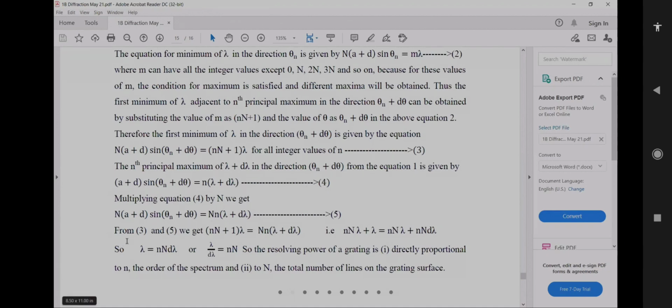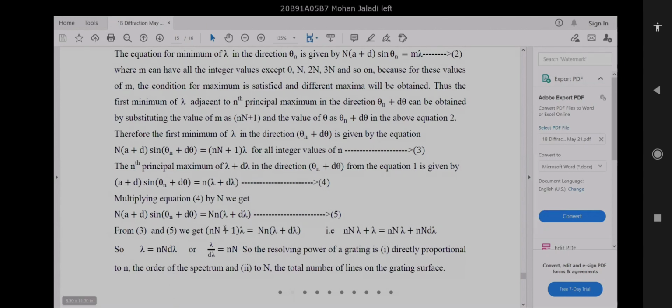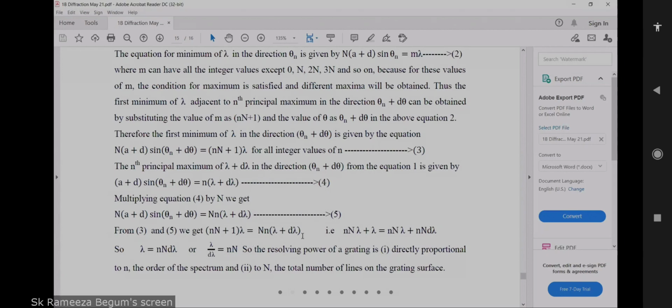So from equation 3 and 5, equating these two, we get N into (n plus 1) into lambda is equal to N n into (lambda plus d lambda). So finally we have N into (n plus 1) into lambda is equal to N n lambda plus N d lambda, the required equation.